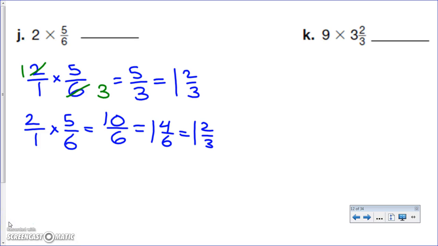All right, so the last one here, we've got a couple of steps to do. First, we need to put 9 over 1 to make an improper fraction. And then we have 3 2/3, so we need to turn that from a mixed number into an improper fraction. So denominator times whole number, so 3 times 3 is 9. Then we add the numerator, so that gets us 11. So we get 11/3.